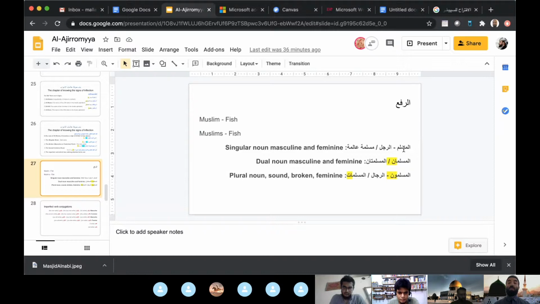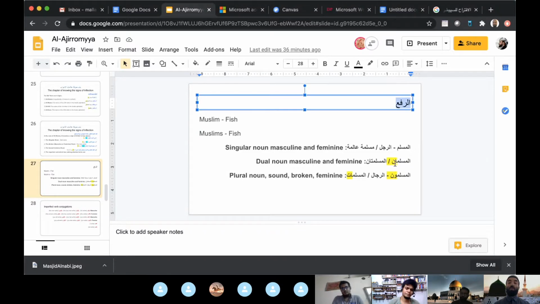And we said to make something dual, you just add alif and noon to the end. And to make something plural, if it's masculine, you add a waw and a noon. And if it's feminine, you add an alif and a ta. And this is the general rule. And sometimes these rules are broken.